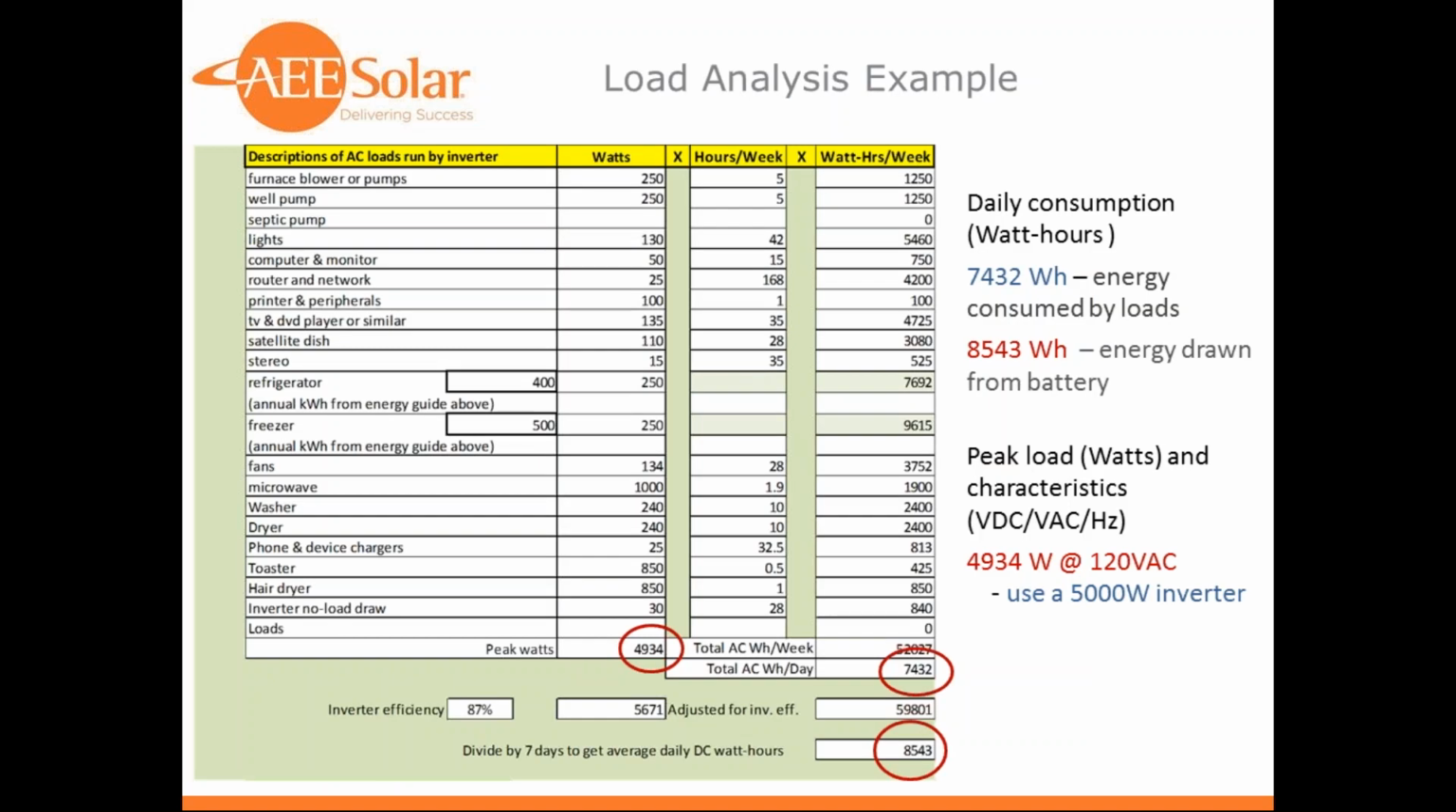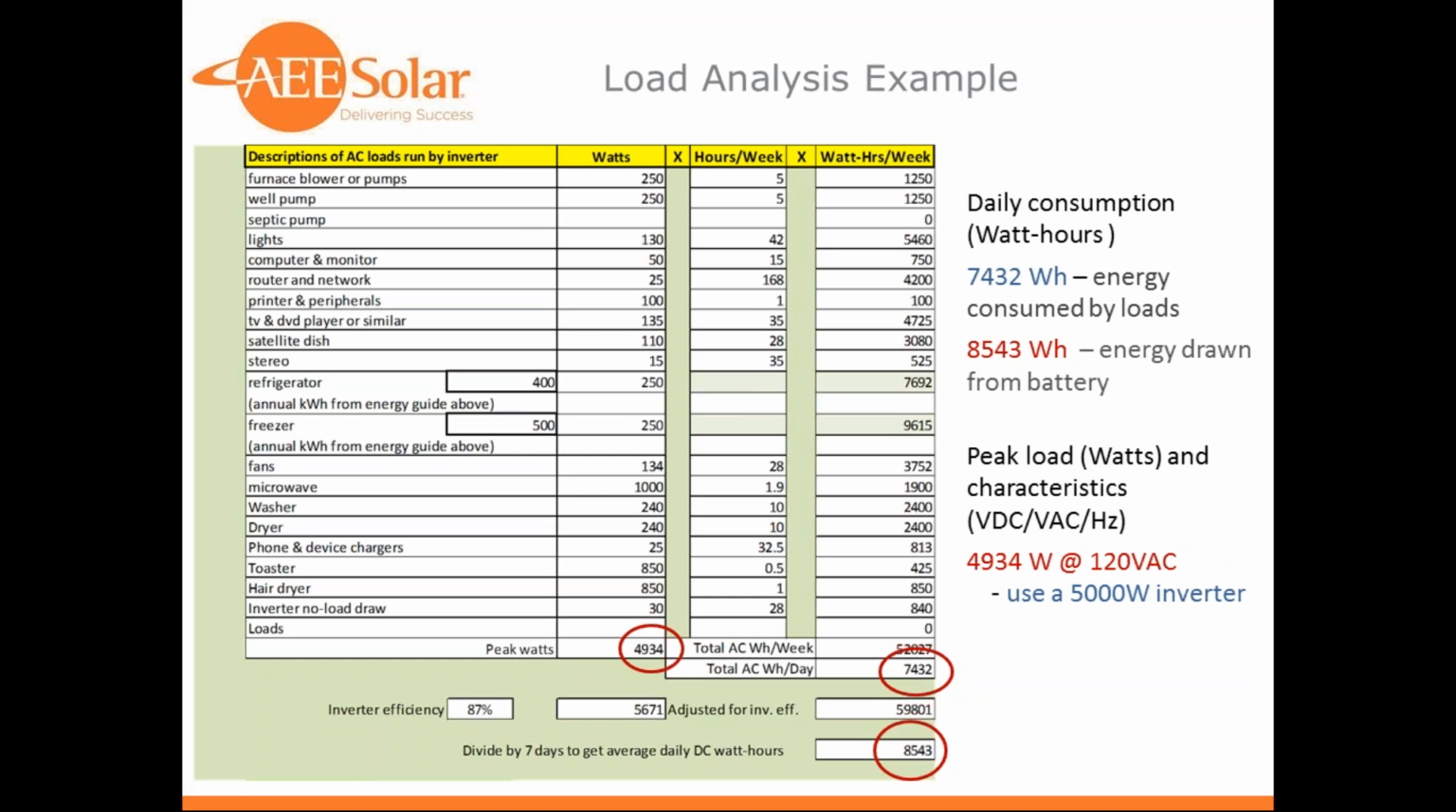So here's an example of our Excel spreadsheet form doing a load analysis, and I just filled in a bunch of things here. For instance, a furnace blower of 250 watts, and it's run 5 days a week. So it's consuming 1,250 watt hours a week. We use a weekly basis and then divide by 7, and that gives us an average daily consumption, because we just go in a day.